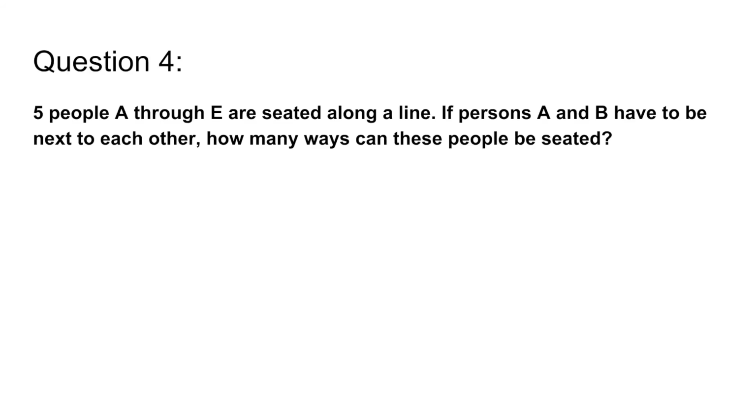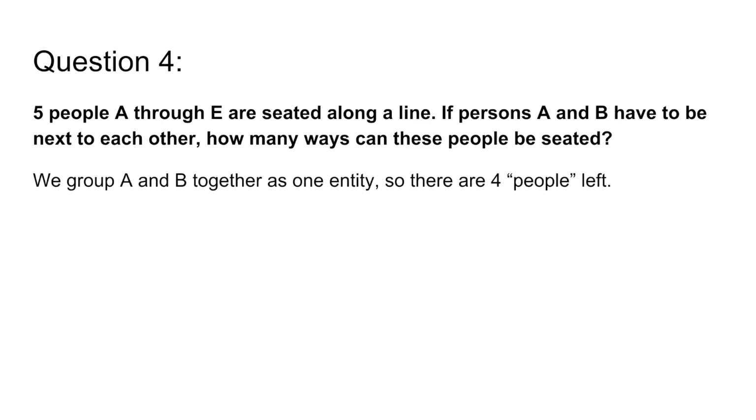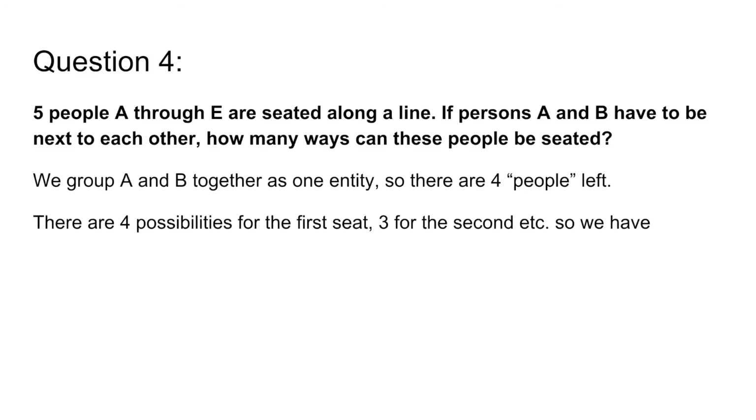Question 4. 5 people A through E are seated along a line. If persons A and B have to be next to each other, how many ways can these people be seated? We group A and B together as one entity, so there are 4 entities left. So there are 4 possibilities for the first seat, 3 for the second, so we have 4 times 3 times 2 times 1 equals 4 factorial, which equals 24.